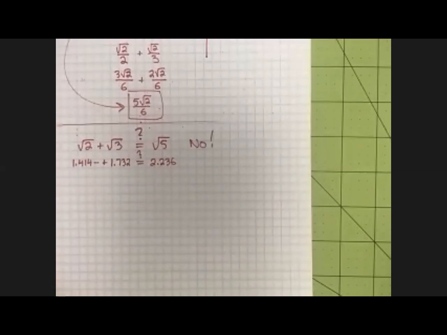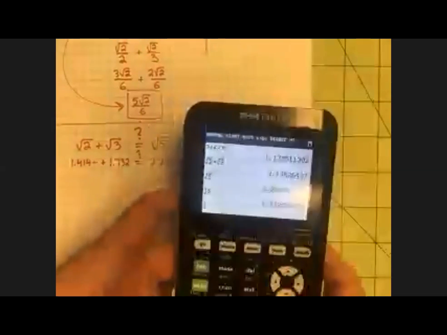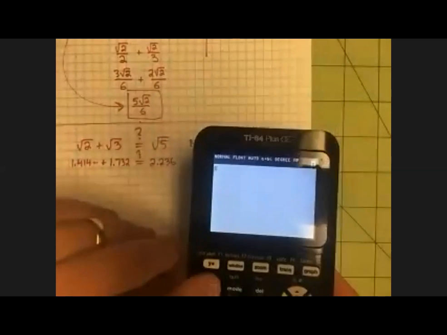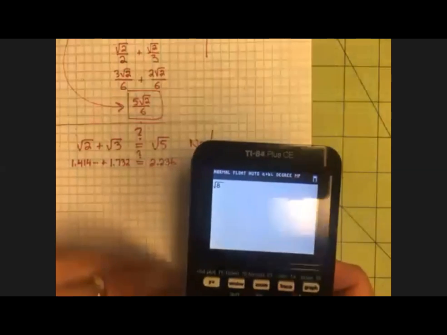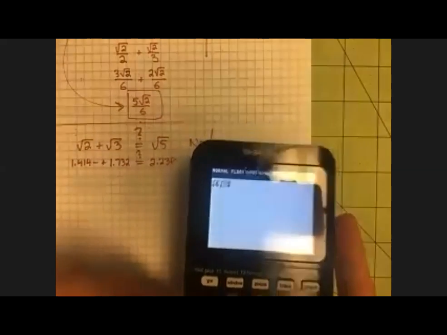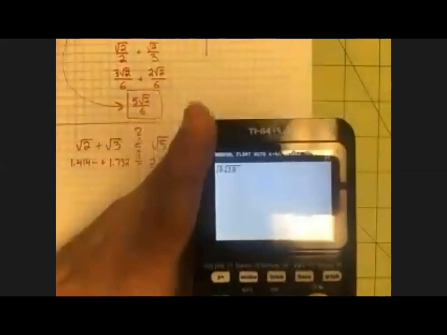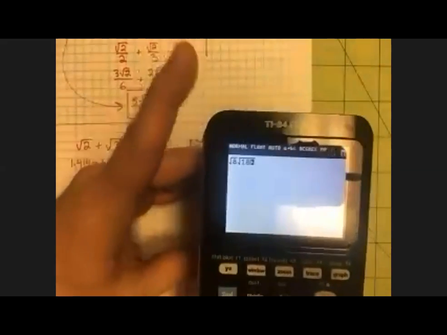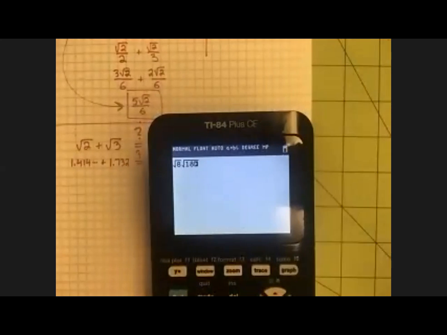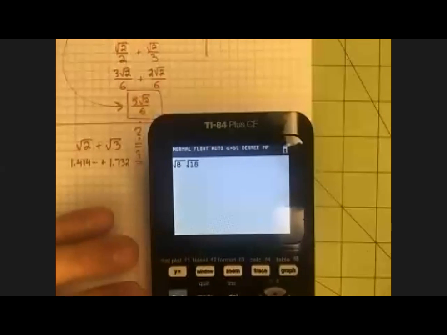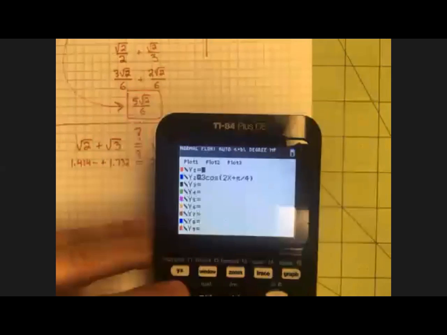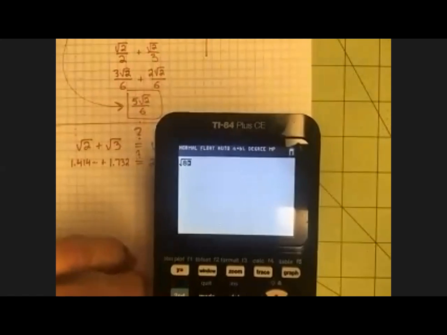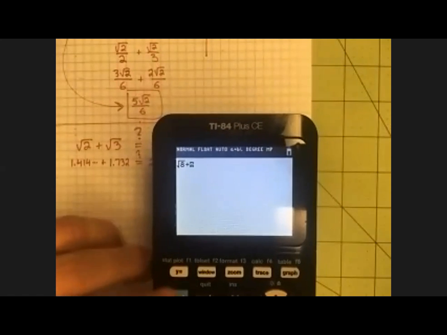Let's try it. Square root of 8, square root of 18. I'm supposed to be adding them, sorry. Let me get my little stand underneath here. Supposed to be adding these. There. Sorry, I've got a mess going right there. Square root of 8 plus square root of 18.